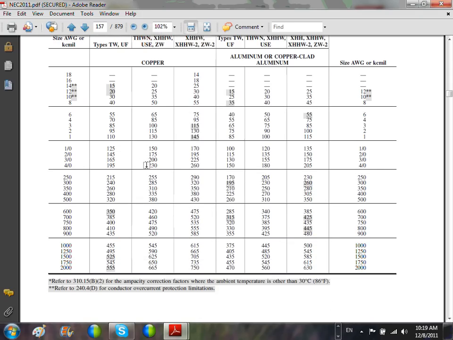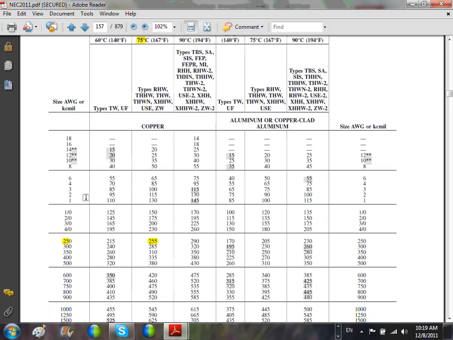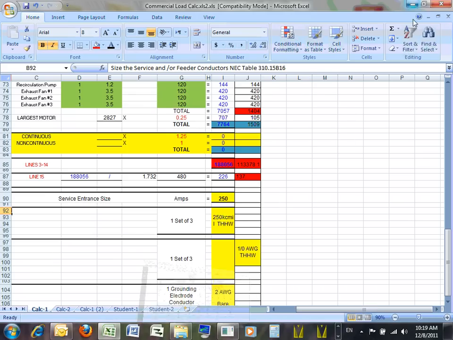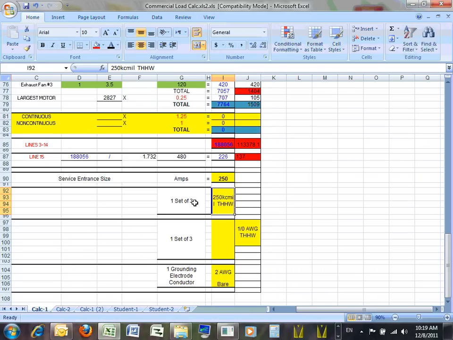I'm looking for 250. Here's my 250. Everybody can see that? Now then, 225 is good, right? But I need 250, so 250, cool? Everybody knows how to use this table? What's the insulation? We're bringing the service most likely underground. So what's the insulation I'm going to be using? Here's the insulation: THHW is a very beautiful insulation. THHW 250, cool? Everybody's with me? Okay, so we sized from the table. THHW 250. How many conductors and why?